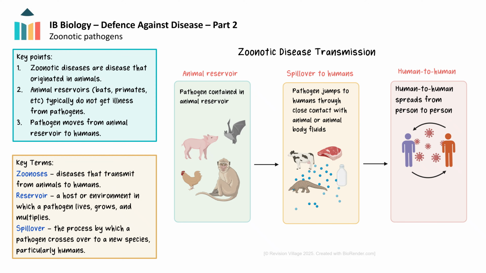Zoonotic diseases, by definition, originate in animals and then spread to humans. Zoonotic transmission, or spillover disease transmission, refers to the process by which a pathogen jumps from one species to another, particularly from animals to humans.